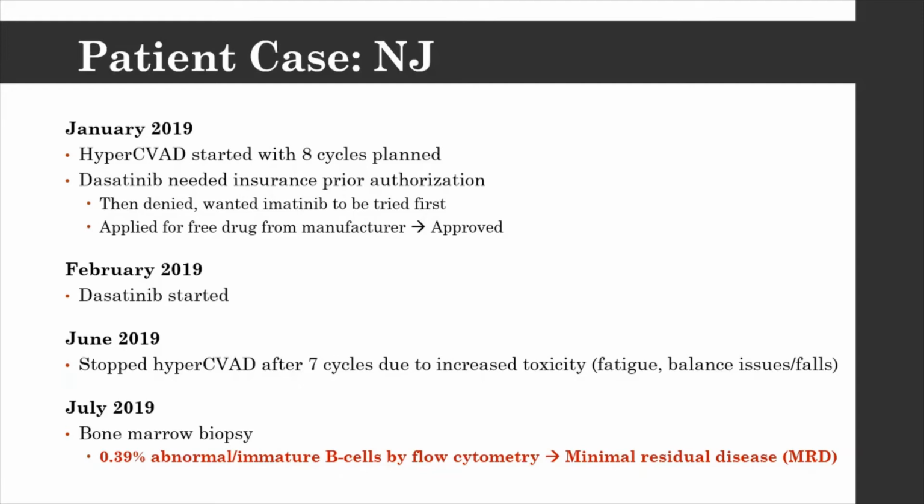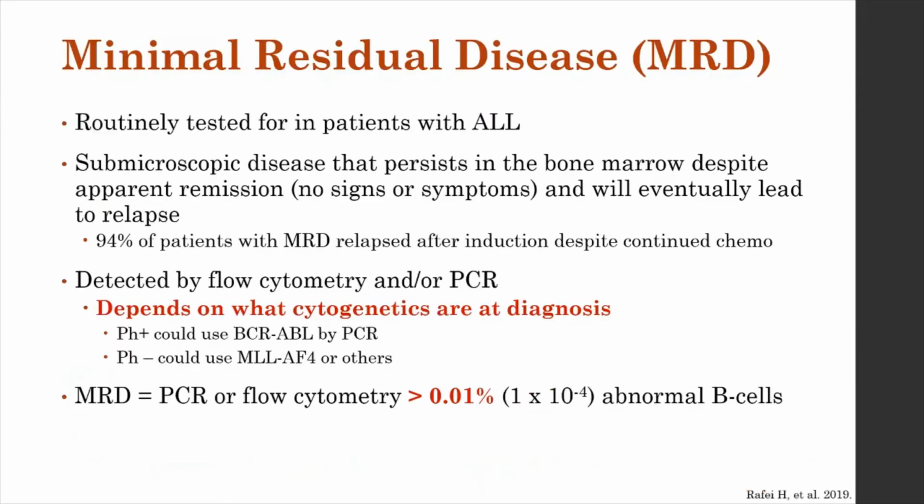So in July, he had a bone marrow biopsy that showed 0.39% abnormal or immature B cells by flow cytometry, which indicates he has minimal residual disease. So what does that mean? Minimal residual disease is routinely tested for in patients with ALL. It's submicroscopic disease that persists in the bone marrow. So these patients don't have any signs or symptoms of disease, but they will eventually relapse.